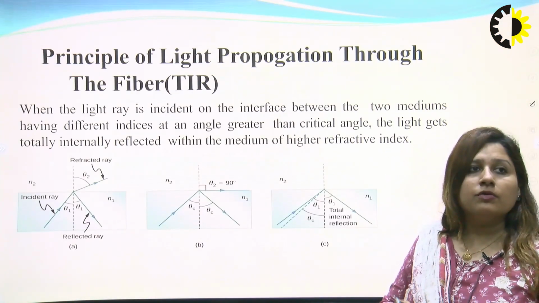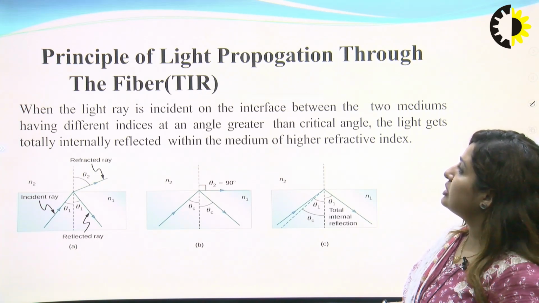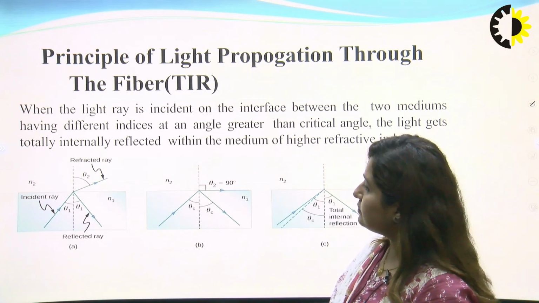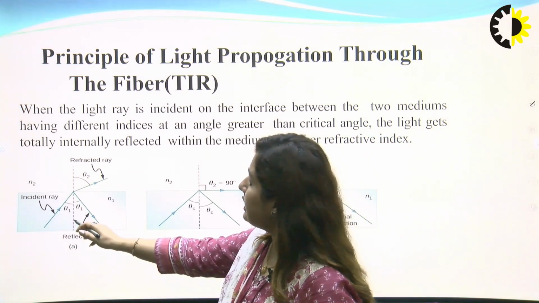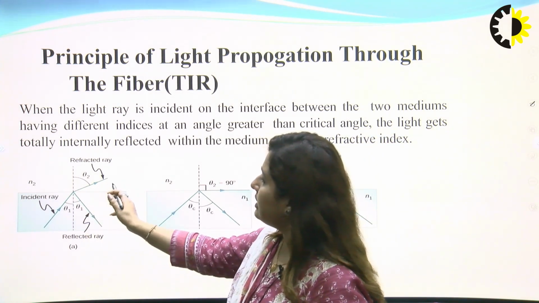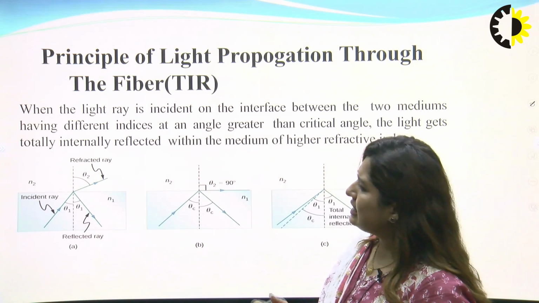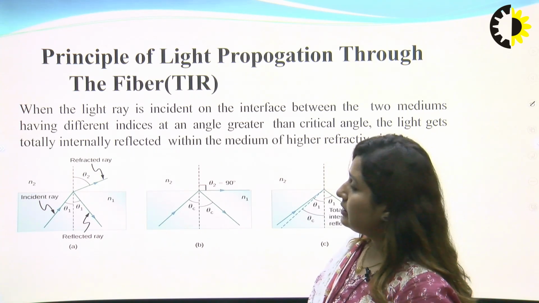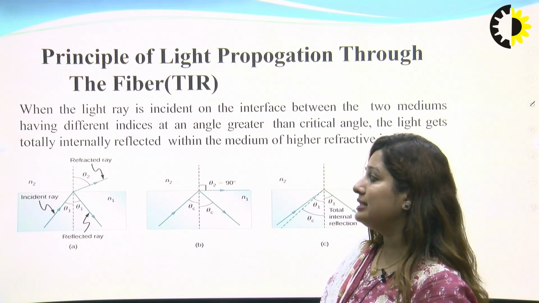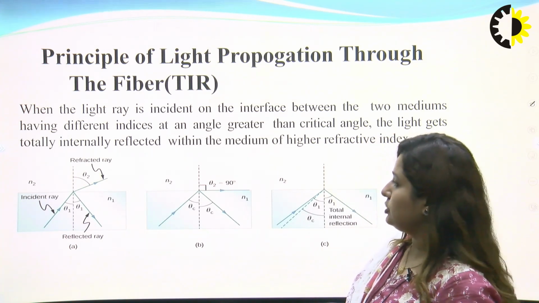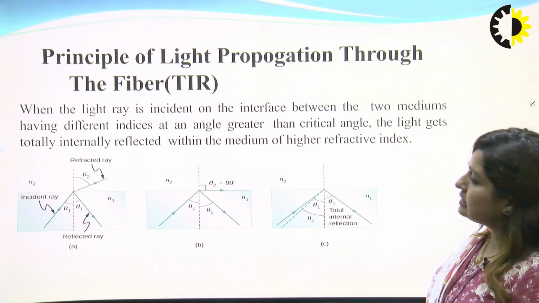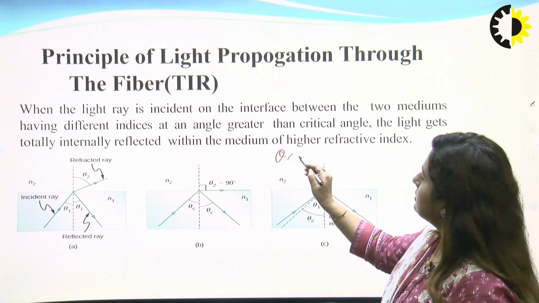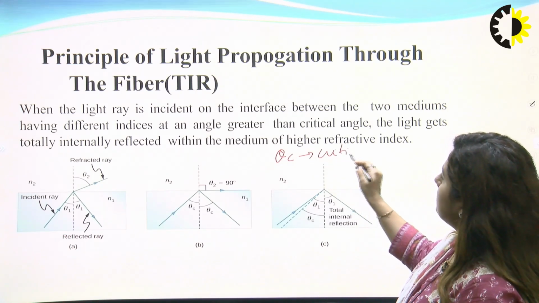Now we have the principle of light propagation through TIR. You can see from the three figures here: the first figure shows light incident at an angle theta 1 and refracted away at an angle theta 2, and there is some partial reflection at an angle theta 1 inside the originating medium. The light must move from a denser to a rarer medium. This is a necessary condition. In the second figure, the light is incident at an angle theta c, which is called the critical angle.